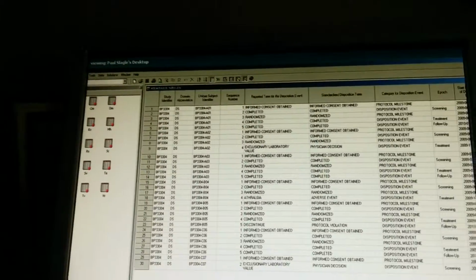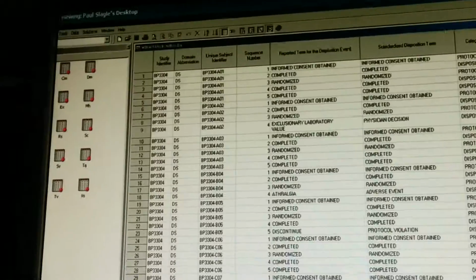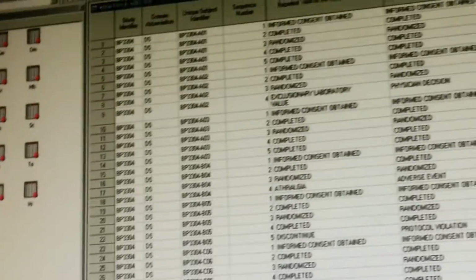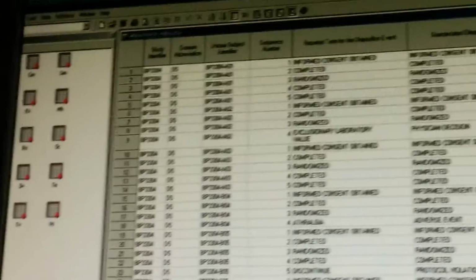Okay, got it. So, as the statistician for this study, you want to use informed consent obtained.